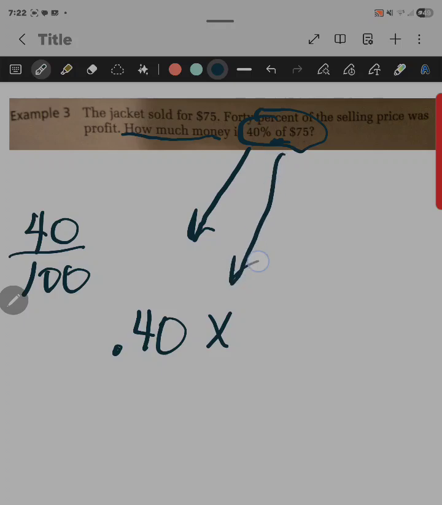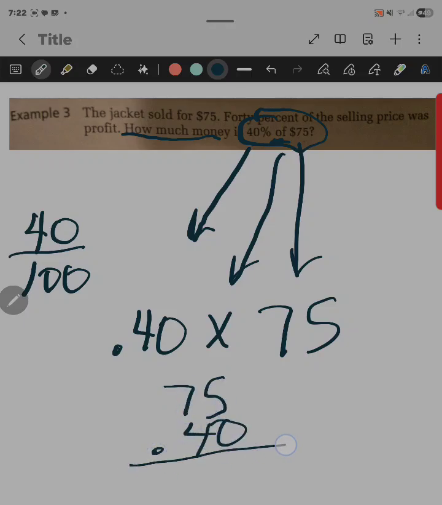So 0.4 of, we're going to make that a multiplication of $75. Okay, so that's all they're asking us. 0.40 times 75. So we're just going to take 75 and multiply it times 0.40. Okay, I'm going to go ahead and drop down that 0 because I don't even have to multiply that times everything because I know it's 0. 4 times 5 is 20. 4 times 7 is 28 plus 2 is 30.